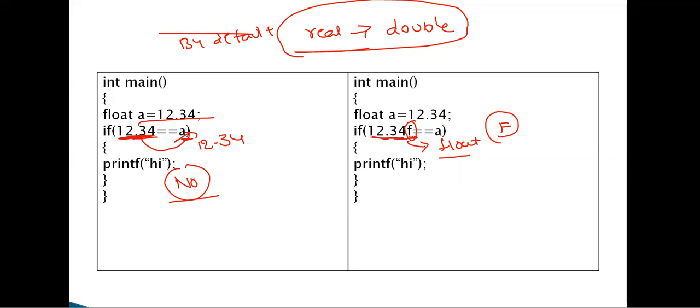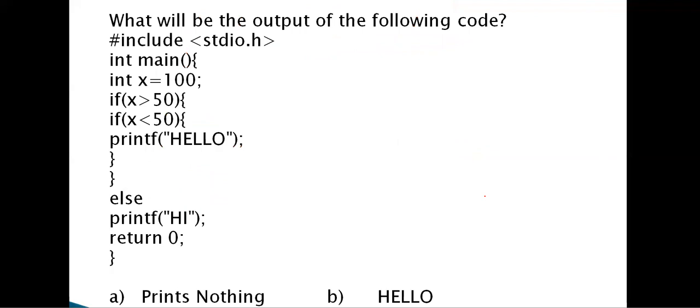Now we are comparing one float value with another float value, and both the values are the same. In this case, the output high is printed. You got it? By default, the real value is a double data type.